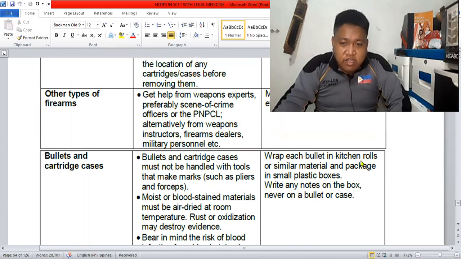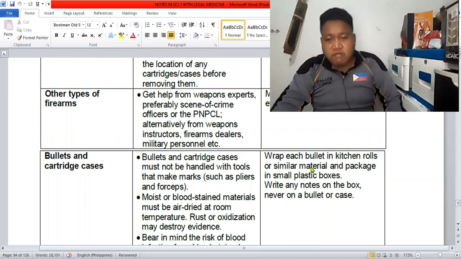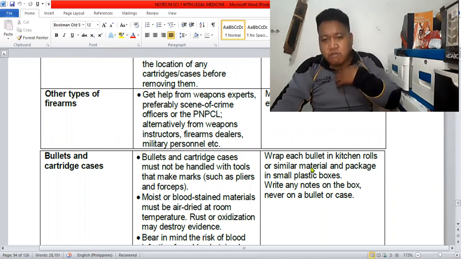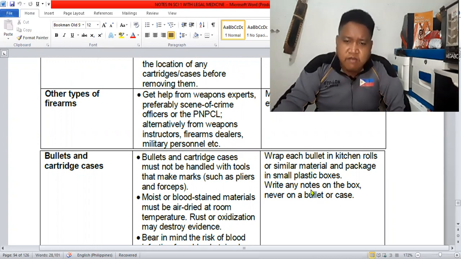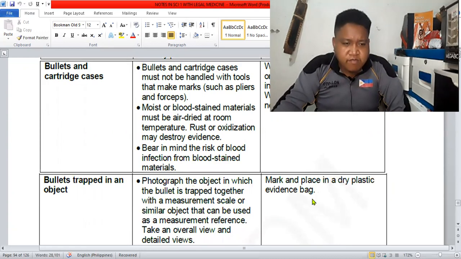Wrap each bullet in kitchen rolls or similar materials and package in small plastic boxes. Write any notes on the box, never on a bullet or case.